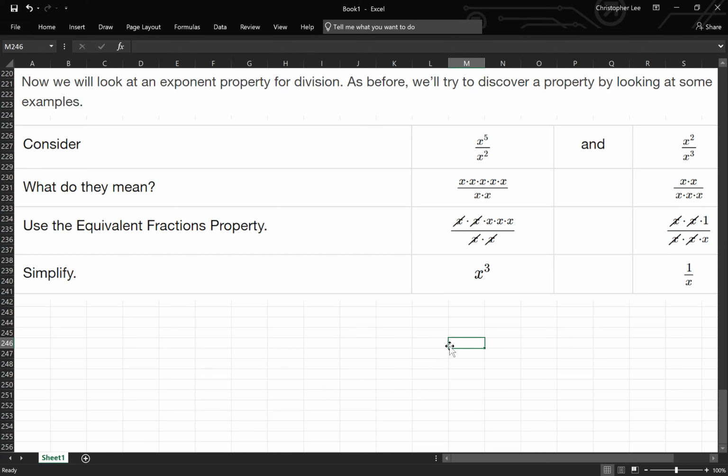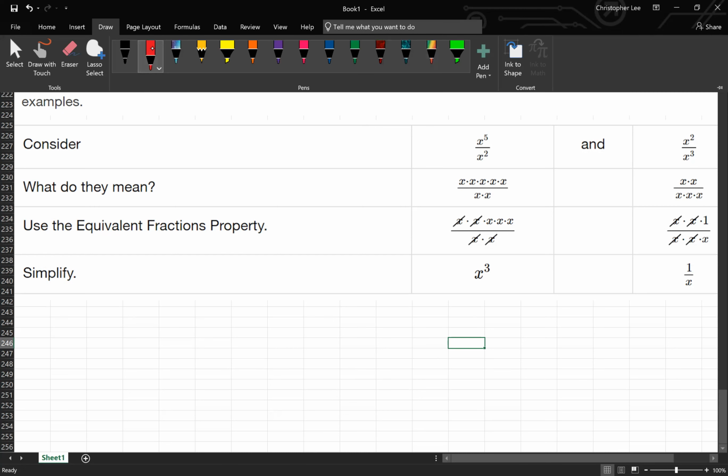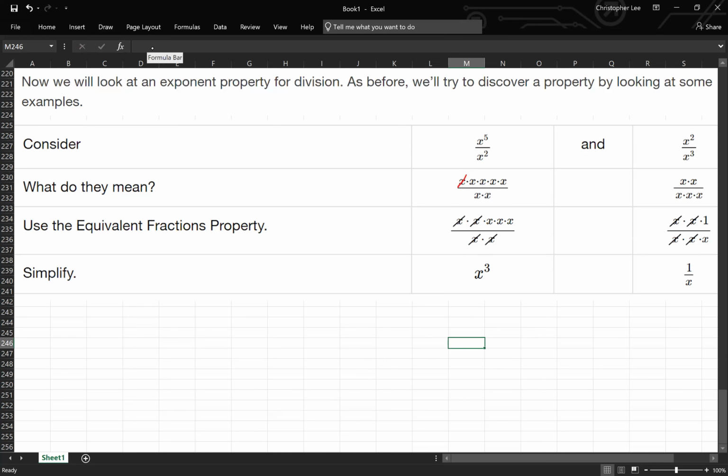If I'm dividing, and the variables are the same, I can cross out the same terms on the top and the bottom, which is what they did in the next one. This one matches this, and this matches this. Now I have nothing else left on the bottom, so I just have x to the third power as my answer.